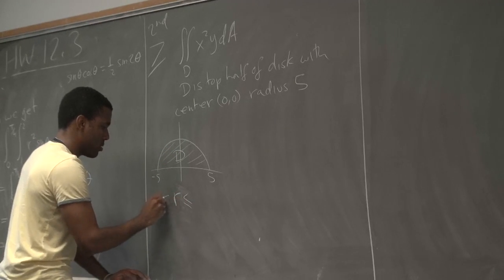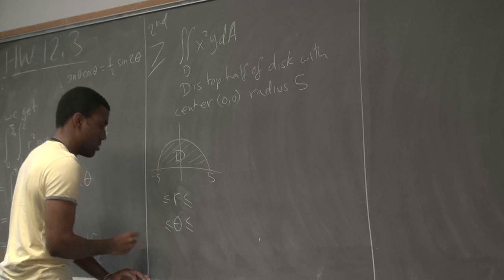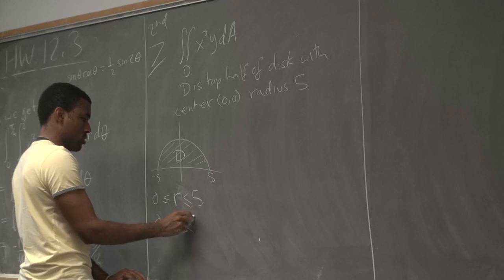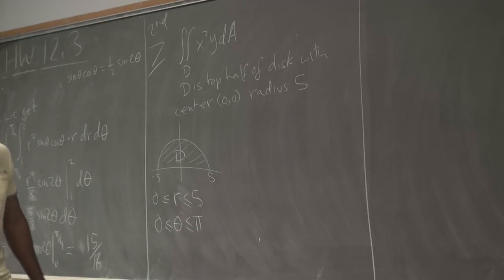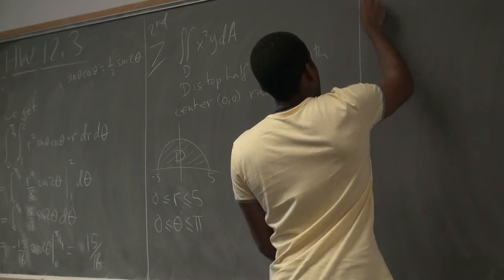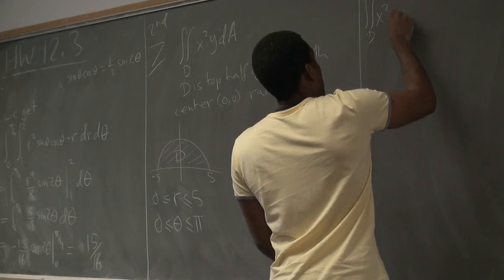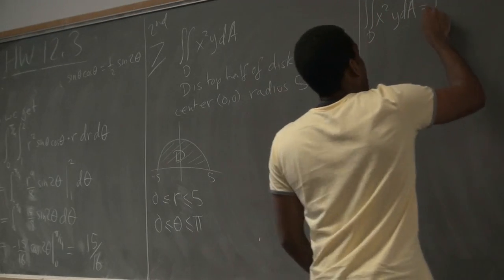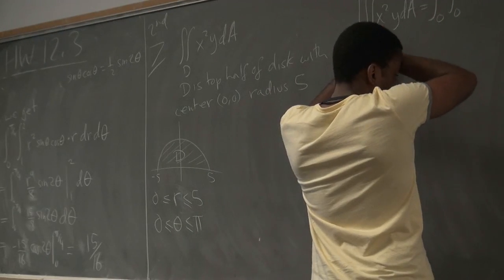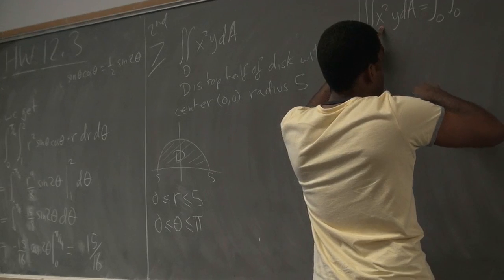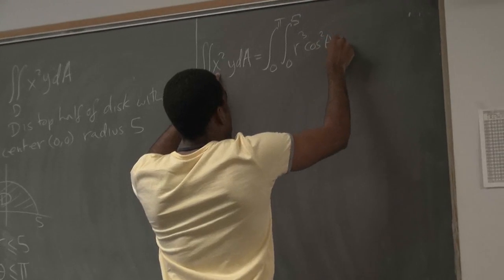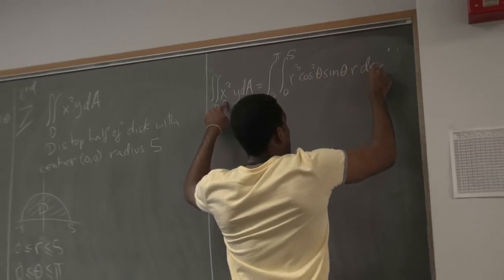So R and theta. What is R? And theta is 0 to pi, not 2 pi. Theta goes from 0 to pi, R goes from 0 to 5. You'd replace this with R cosine theta, so at the end it is R cubed cosine squared theta sine theta, R d theta.